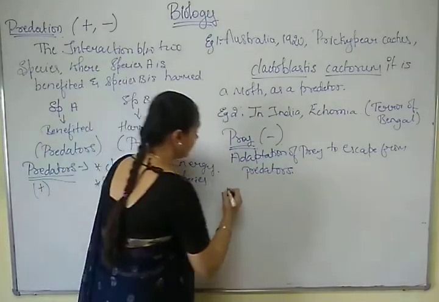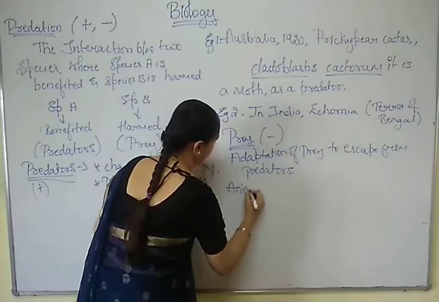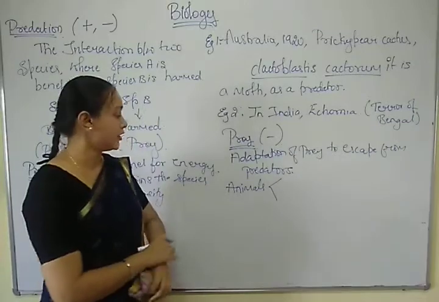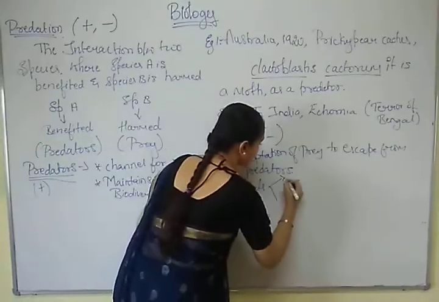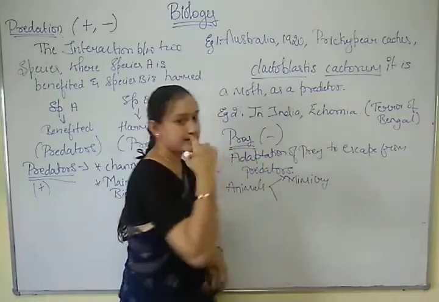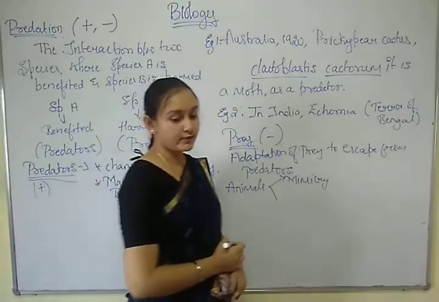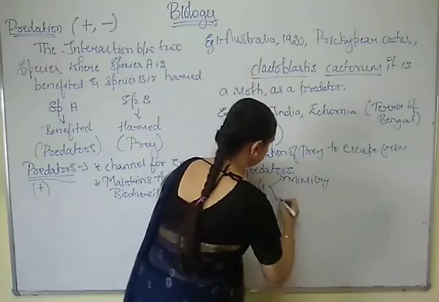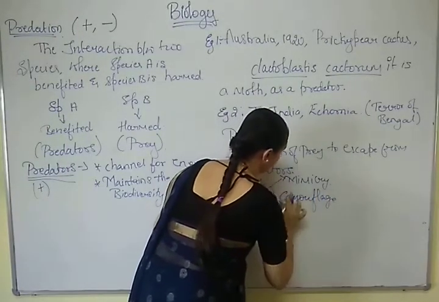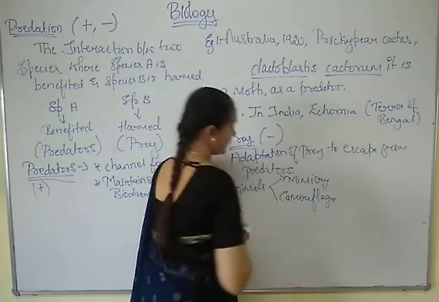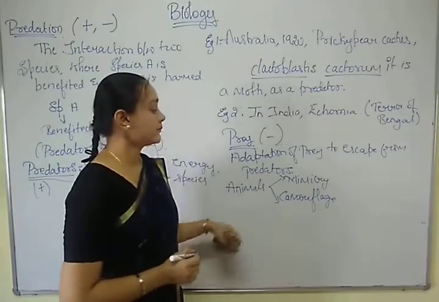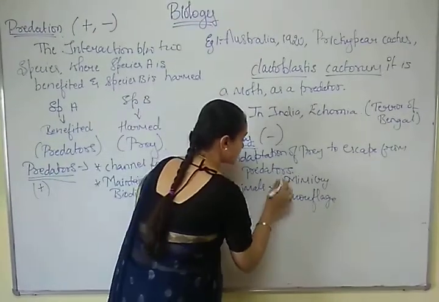Okay, so in the prey animals, two certain characteristics are observed. The first one is mimicry, and the second one is camouflage. So now let's see what this mimicry is.